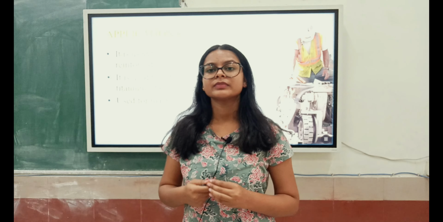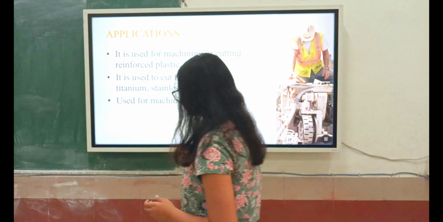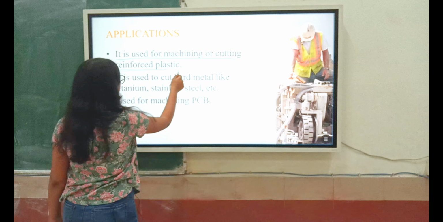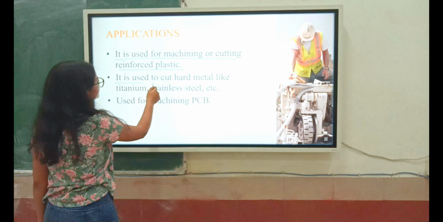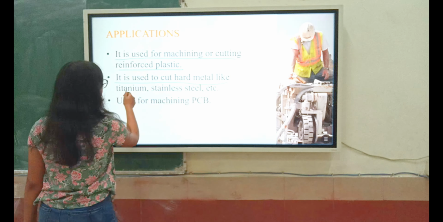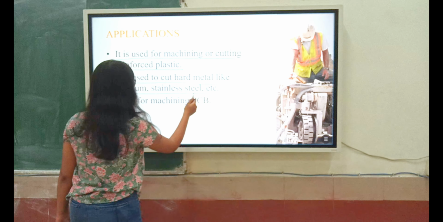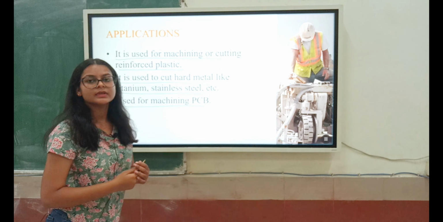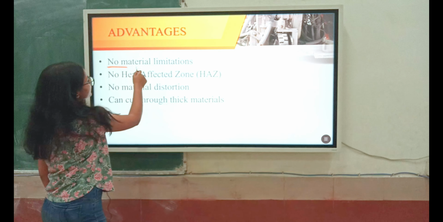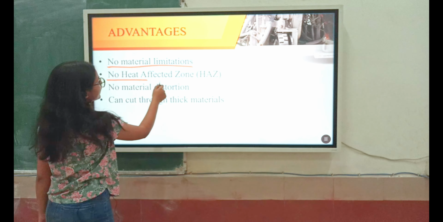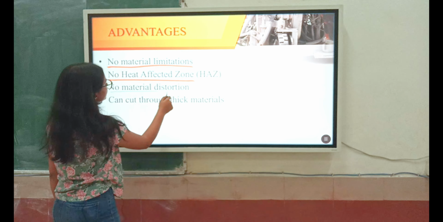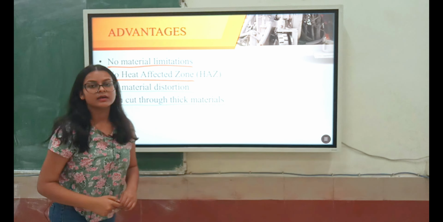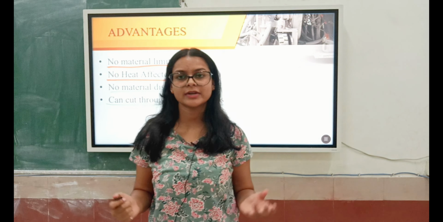Now, applications. It is used for machining or cutting reinforced plastic. It is used to cut hard metals like titanium, stainless steels, etc. It is also used for machining PCBs. There are no material limitations, no heat affected zone, no material distortion. It can also cut through thick materials. Now, that's all for water jet drilling.